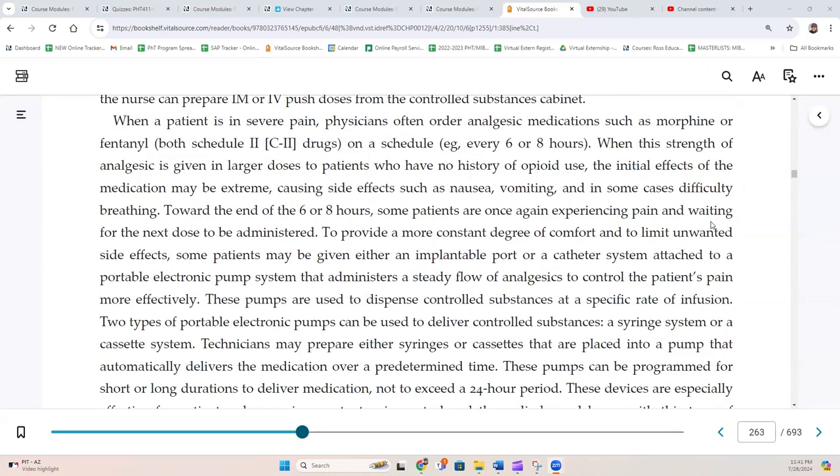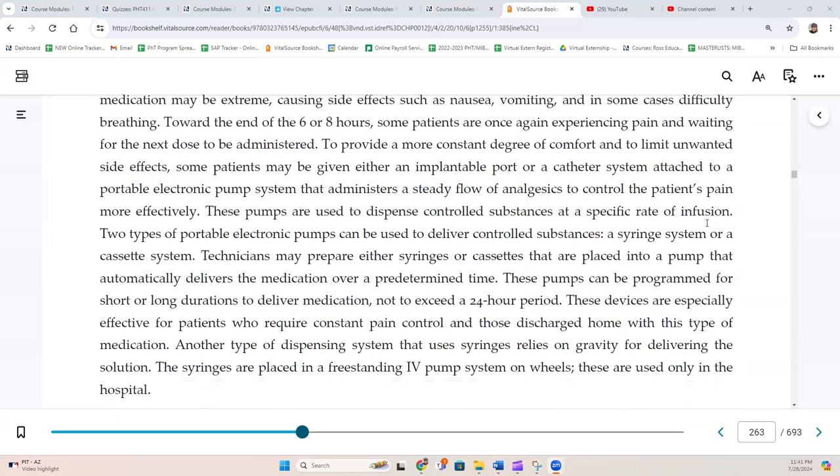To provide a more constant degree of comfort and to limit unwanted side effects, some patients may be given either an implantable port or catheter system attached to a portable electronic pump system that administers a steady flow of analgesic to control the patient's pain more effectively. These pumps are used to dispense controlled substances at a specific rate of infusion. Two types of portable electronic pumps can be used to deliver controlled substances, a syringe system or a cassette system.